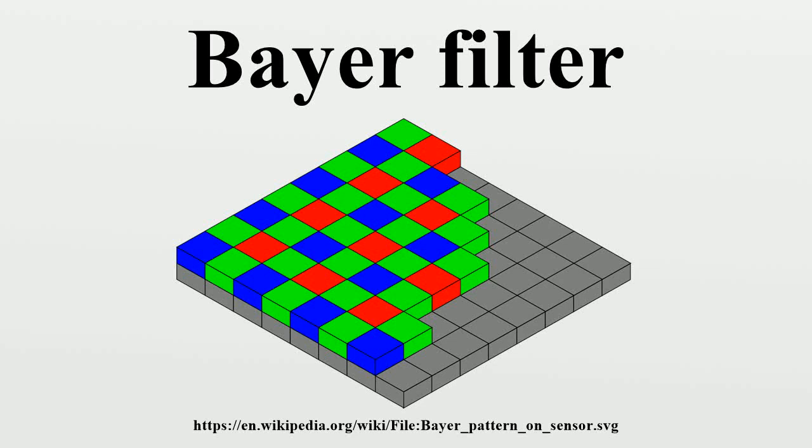A Bayer mosaic is a color filter array for arranging RGB color filters on a square grid of photosensors. Its particular arrangement of color filters is used in most single-chip digital image sensors used in digital cameras, camcorders, and scanners to create a color image. The filter pattern is 50% green, 25% red and 25% blue, hence is also called RGBG, GRGB, or RGGB.